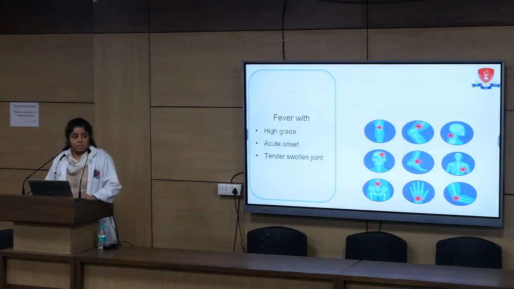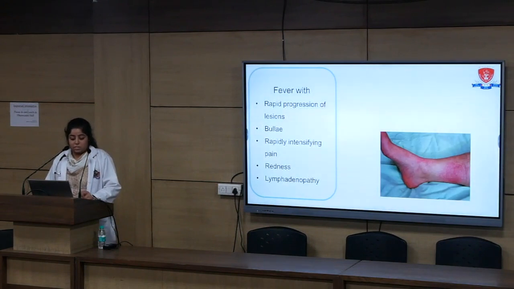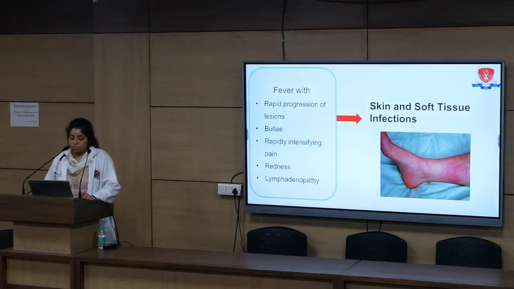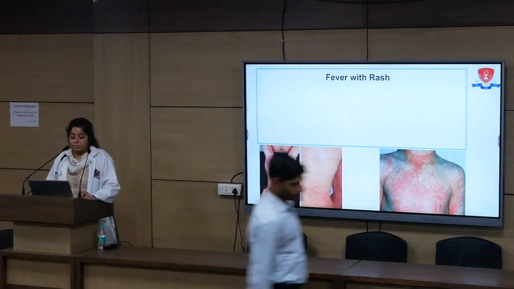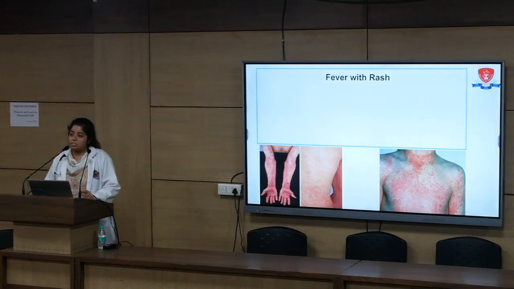Fever which is high grade, acute onset, with tender swollen joints, the bone and joint infections such as rheumatoid arthritis can be thought, or septic arthritis. Fever with rapid progression of lesions, bullae, rapidly intensifying pain, redness, lymphadenopathy, skin and soft tissue infections. Now let's think about the differential diagnoses for a patient that presents to us with fever with rash. Anybody would like to answer?